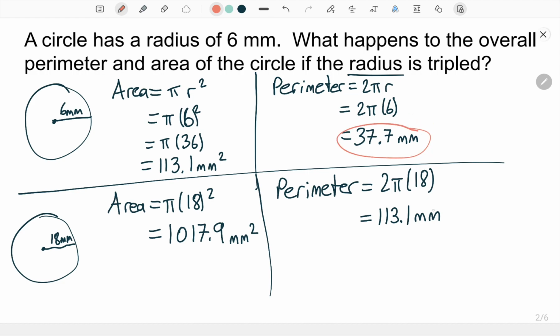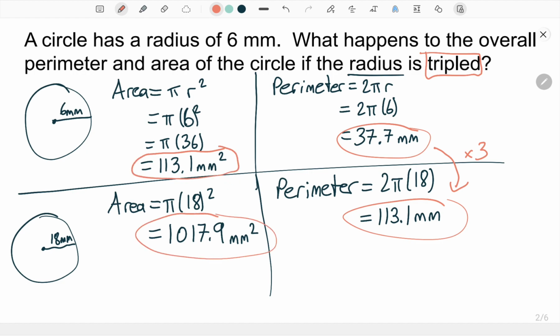So between the original perimeter and the new perimeter, we tripled the radius, and not surprisingly, the new perimeter is actually tripling the original perimeter. And that makes sense just basing off the picture. If you're extending it outwards, you could see that it extends the actual perimeter by 3. What about the area? So the area is a little less obvious to see. You have 113. How is that changing when you get to this bigger 1017.9?